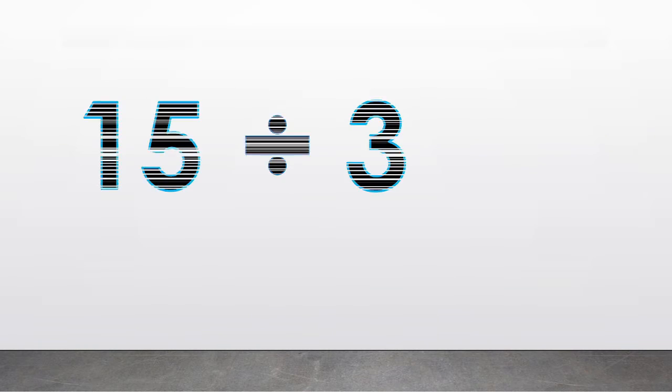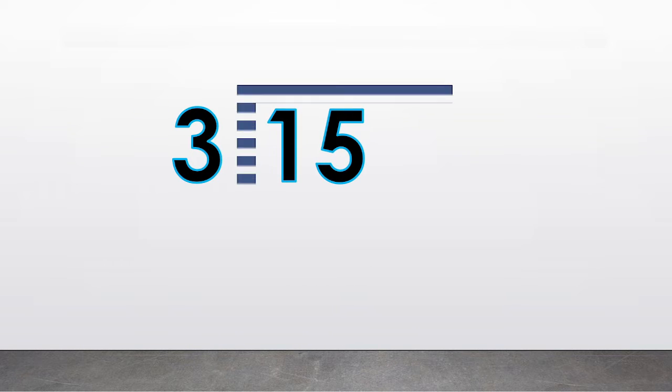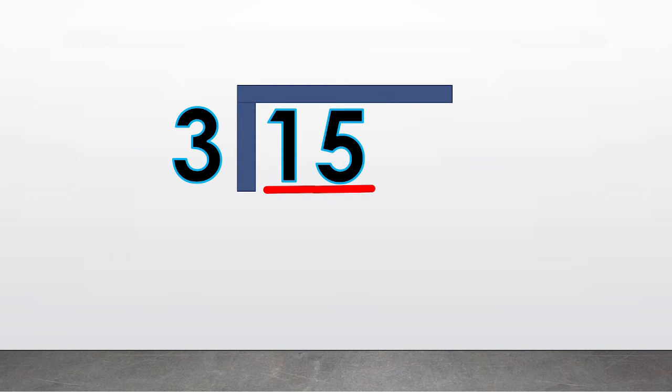Let's answer this. 15 divided by 3. First, write the problem using a long division symbol like this. Take the first digit of the dividend, which is 1. Since 1 is smaller than the divisor 3, we cannot divide it. Therefore, we have to take the following digit of the dividend, which is 5.